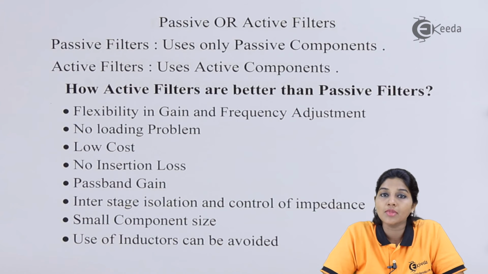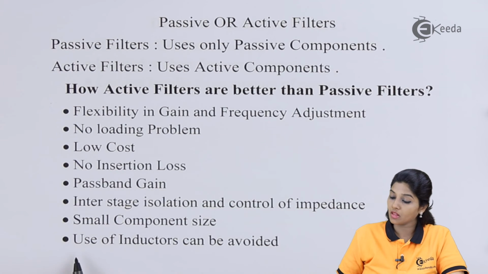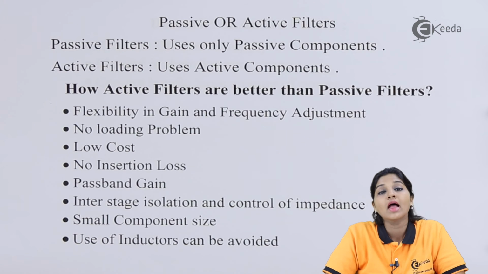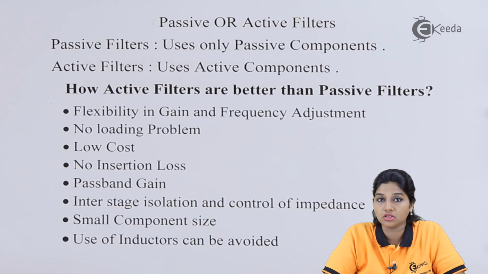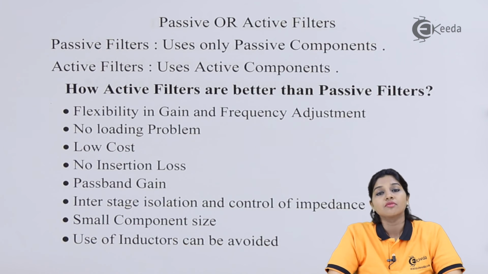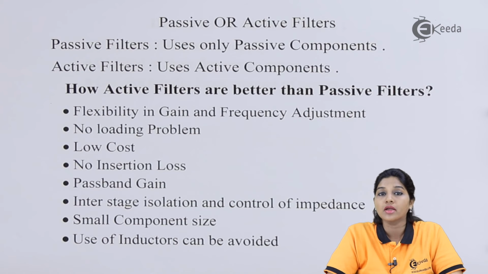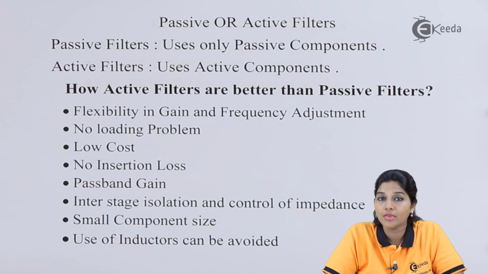The next advantage provided by active filter is that use of inductor can be avoided. As active filters are implemented by using active components, there is no need to use an inductor every time in the circuit, which reduces the circuit complexity and circuit cost and makes the circuit simpler and more economical, which is not possible in case of passive filter. So these are some advantages or merits provided by active filters over passive filter, but there are some disadvantages or demerits also provided by active filter.